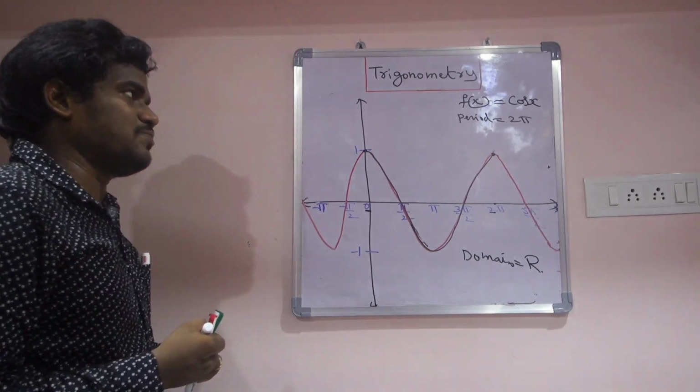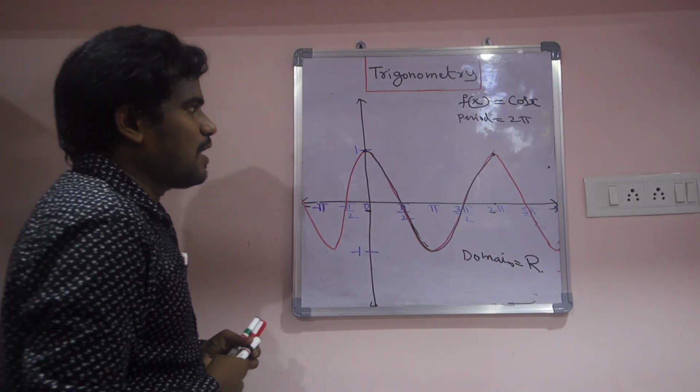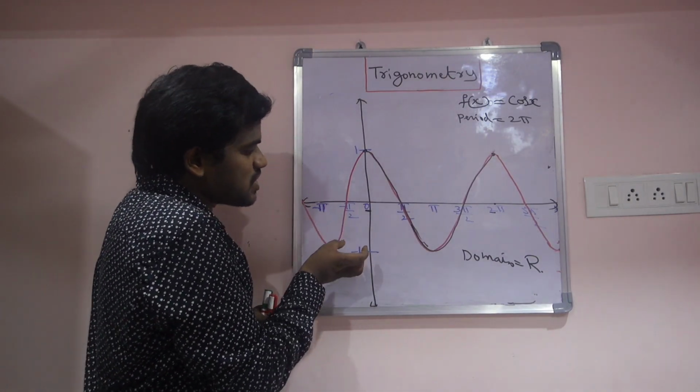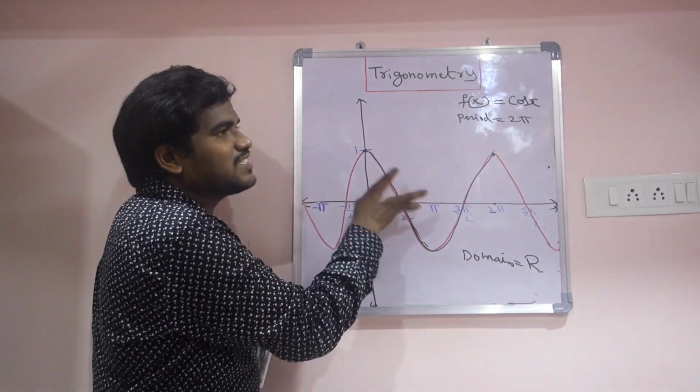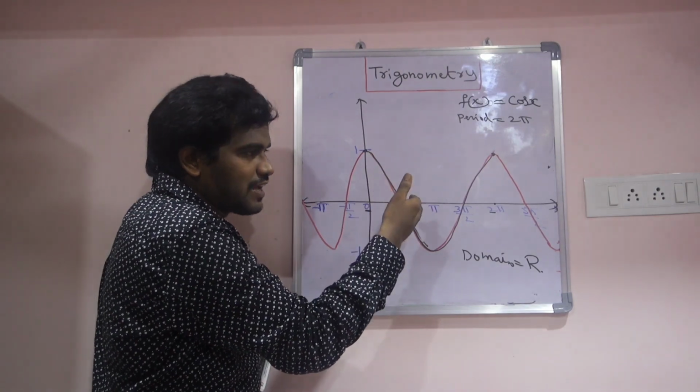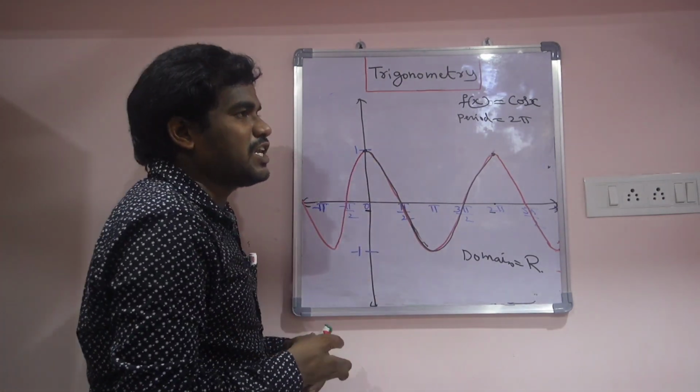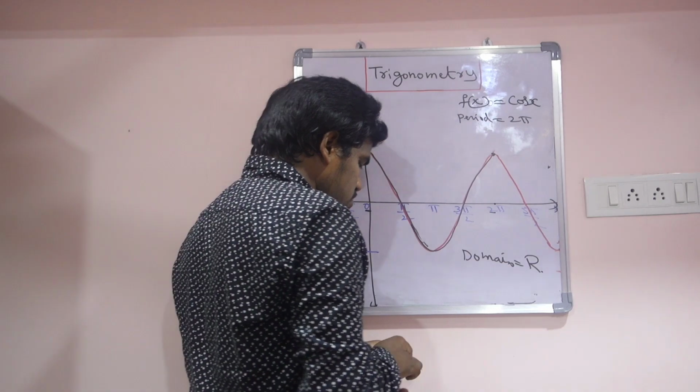And next, range. Range means output. So what is the range here? -1 to +1 only. So in between these two values only cos x is defined. So cos x is fluctuating, then -1 to +1 is the range.